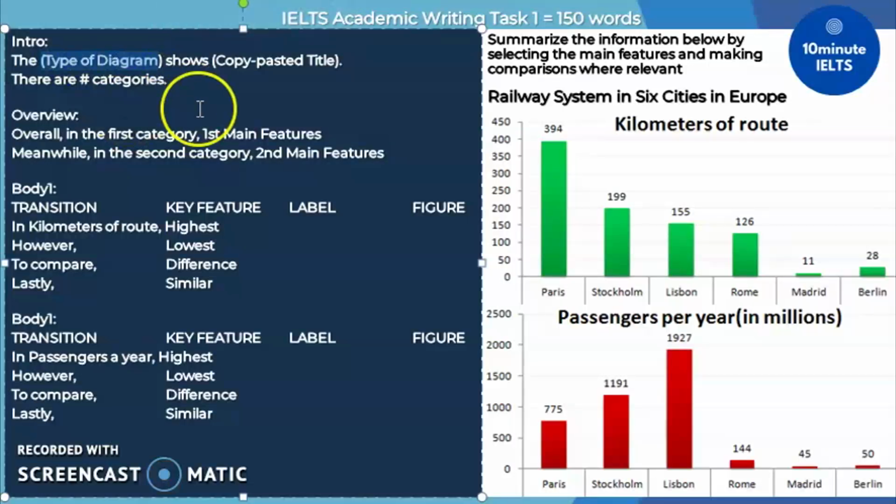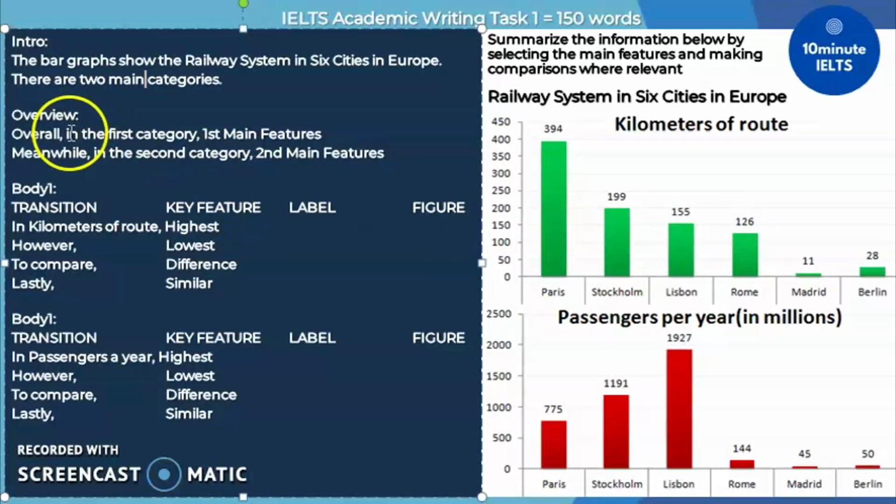All we have to do is mention the type of diagram, which is a bar graph, or two. The bar graphs show, and then we copy paste the title. There's no need to paraphrase when it comes to titles, labels, and figures. So we could just say, the railway system in 6 cities in Europe. Since there are only 2 main categories, we'll just place 2 here.